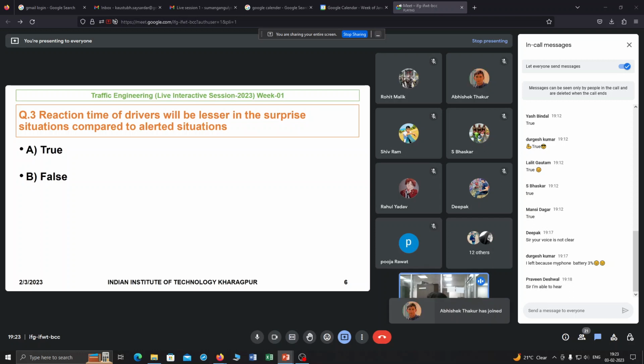Tell me. I already discussed this today, how you can think of this. I gave you an example of signalized situations in urban roads versus rural highways, the national highways, right? So tell me what the answer is. Will the reaction time of the drivers be lesser or higher in a surprise situation? If you are surprised, is it going to be lower or higher? Just tell me.